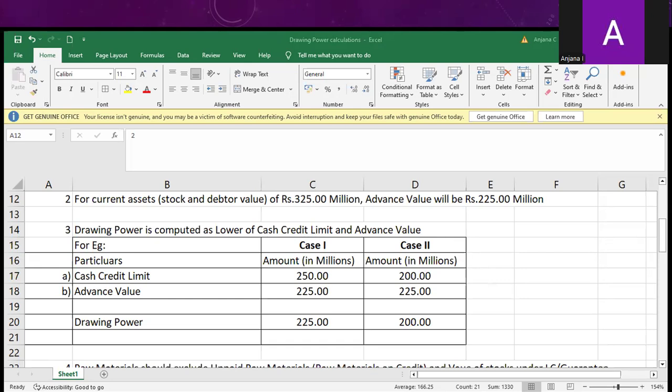Assuming that the cash credit limit sanctioned by the bank is 200 million and the advance value which we have calculated based on the drawing power computation is 225 million, then the customer can use only 200 million. So the amount of limit which is utilized by the customer would be the lower of the CC limit sanctioned and the advance value.